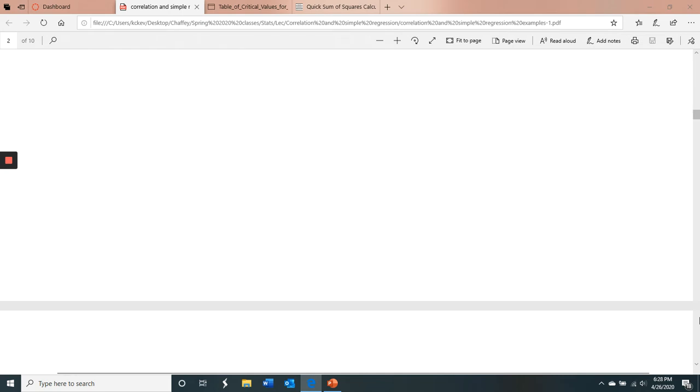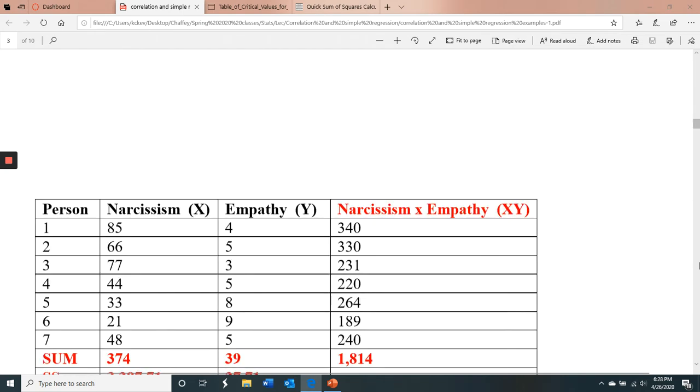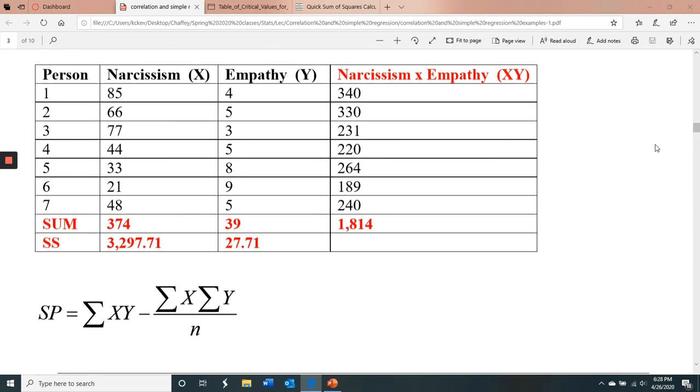Okay, you should be done now. Let's go through the answer. The first step is to compute XY for everybody. Take person 1's score, 85, times 4, which is 340. Person 2, 66 on X, 5 on Y, 66 times 5 is 330. For every single person, multiply their score on X, narcissism, with their score on Y, and put that XY in this new column.